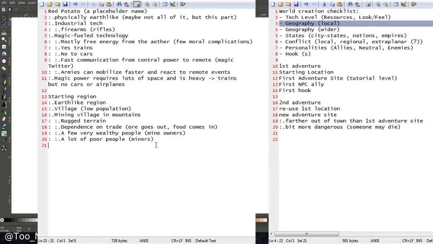Is it, Lost Luck asks, a thriving village or on the verge of destitution? That's a good question. So what are we going to do about that? Let's say it's fallen on hard times. This kind of starts leading us into what our first story hook will probably be like.